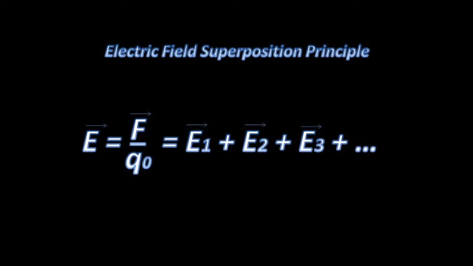We can express the electric field superposition principle as follows. E is equal to F0 over Q0, which is equal to E1 plus E2 plus E3.